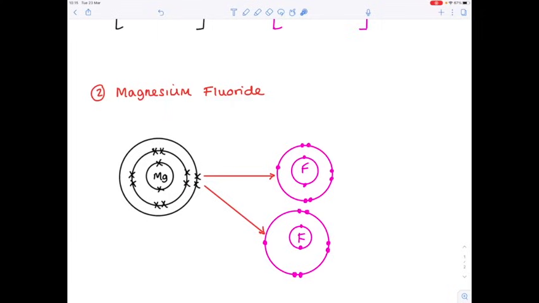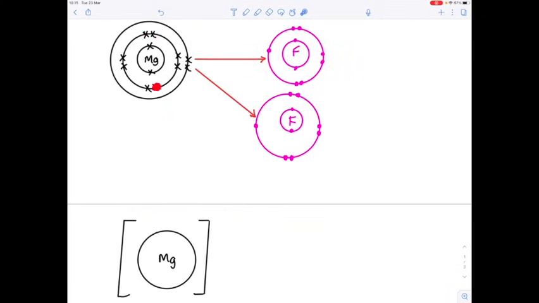So I'll now draw the final answer for you. Again, we only need to draw that outer shell, which is now this one. It's nice and full, it contains 8 electrons. Notice that it's lost 2 electrons, which remember have a negative charge, which means that the magnesium will have a net positive charge, which is 2+.